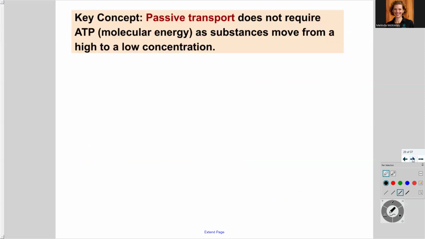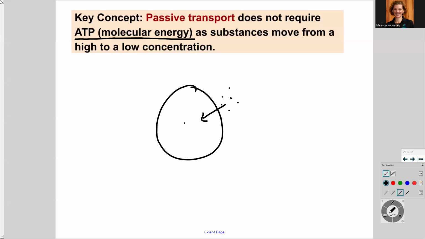Okay, so passive transport, again, it does not require ATP. So it's just moving things from high to low. So you've got a lot out here, it's going in, or you've got the scenario where you've got a lot in the cell and it's going out, okay? This is passive.